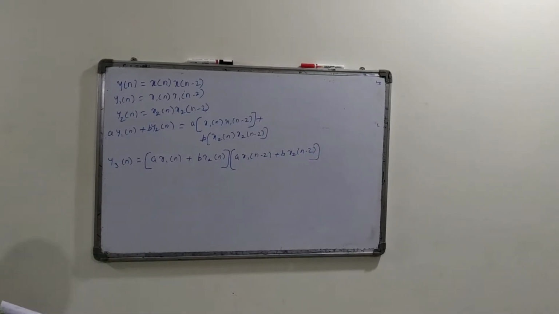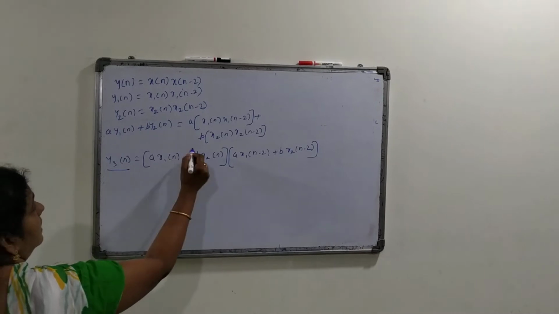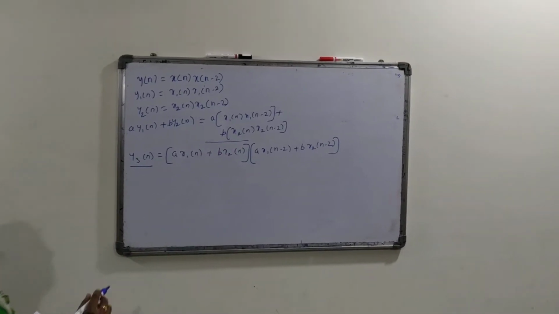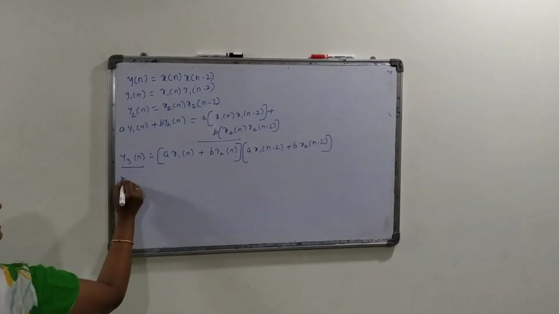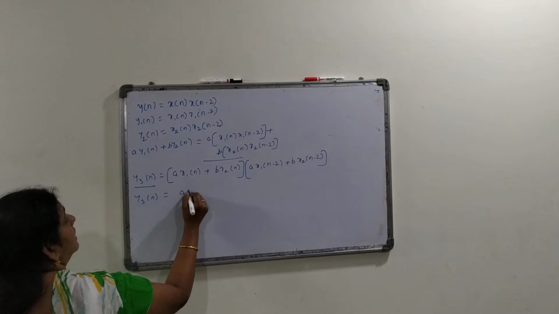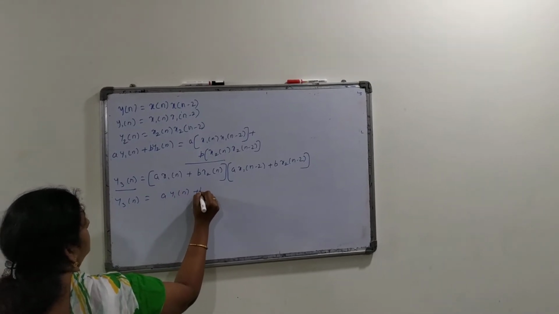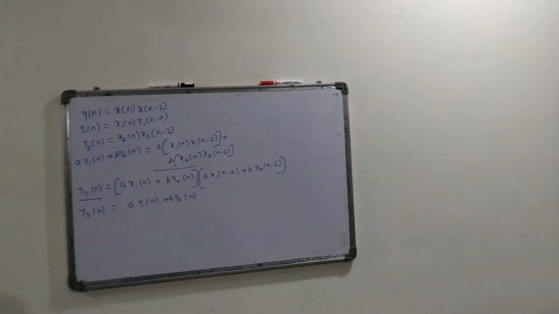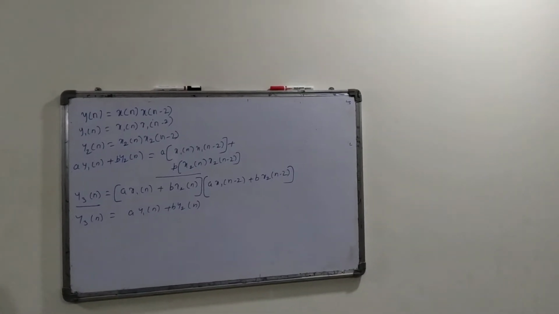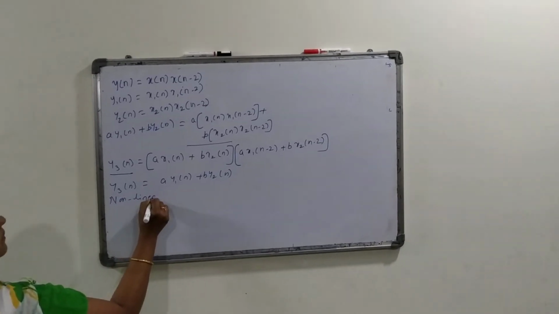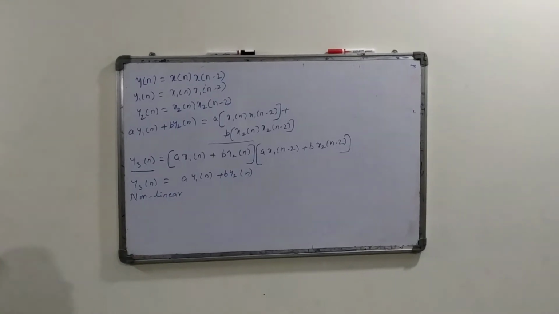If you check here, your y3 and this term are not matching. So if your y3 of n is not equal to a y1 of n plus b y2 of n, then again the principle of superposition is not valid. Therefore the system is considered to be nonlinear.